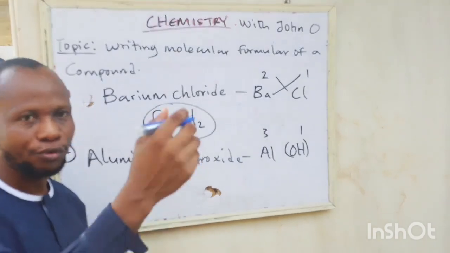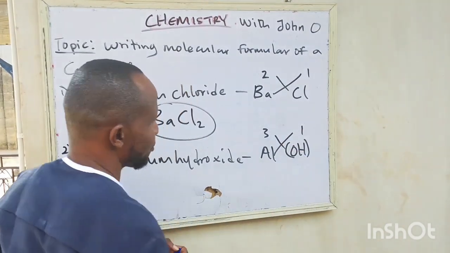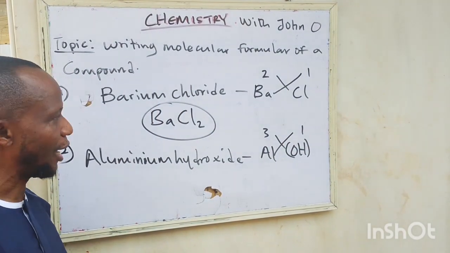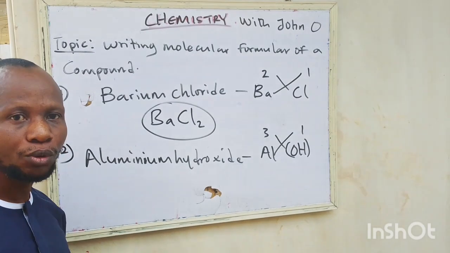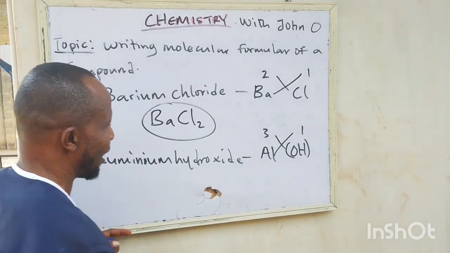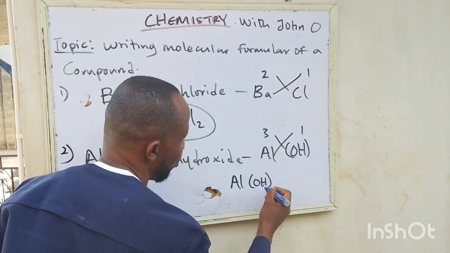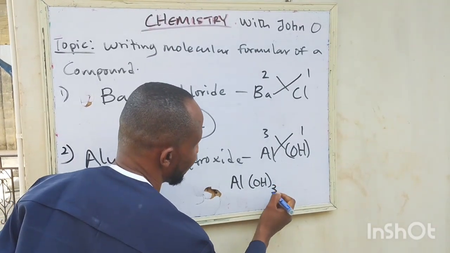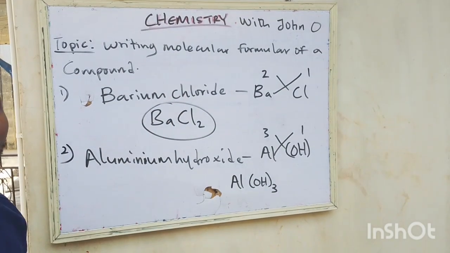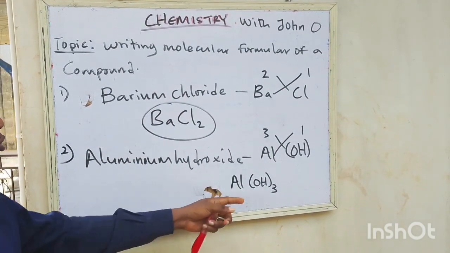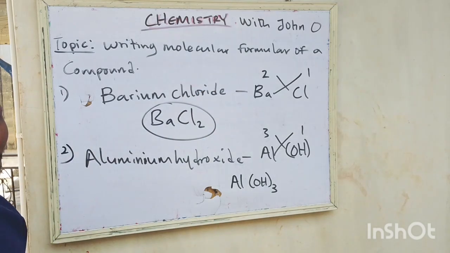Having done that, you cross multiply, and then you have your molecular formula correctly written as Al(OH)3. This is aluminium hydroxide interpreted in the molecular formula.